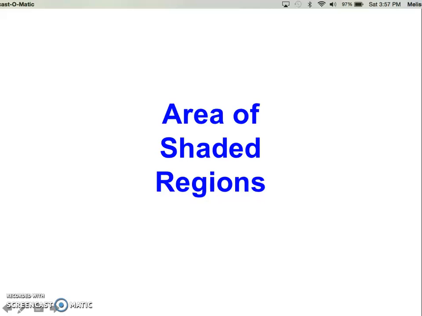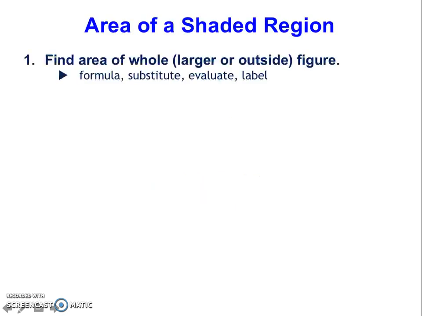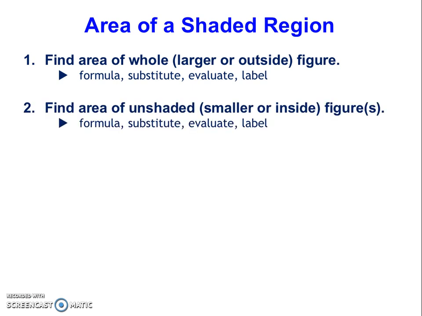Hello, today we're going to look at finding the area of a shaded region. There are a couple steps that we need to know for this. We need to find the area of the whole, the outside larger shape first, and then we're going to find the area of the unshaded, the smaller inside figure.